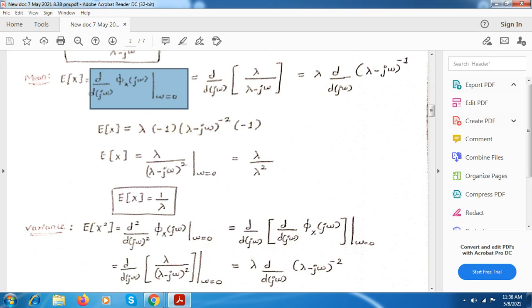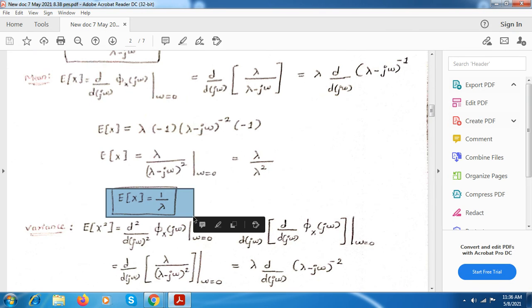Then you have to put omega equal to 0. If you put it, it will be lambda divided by lambda square. So if you cancel 1 lambda, you get the mean value as 1 by lambda. So this is the mean of the exponential random variable.